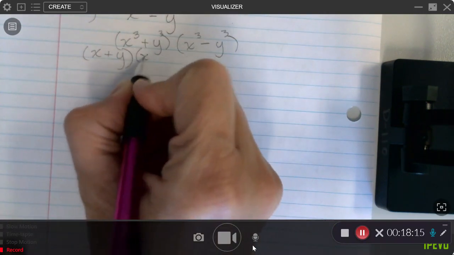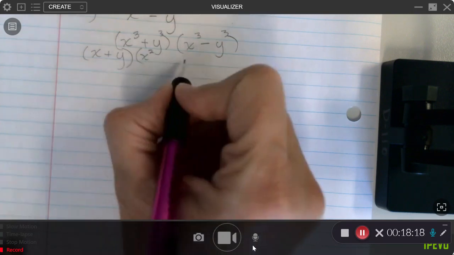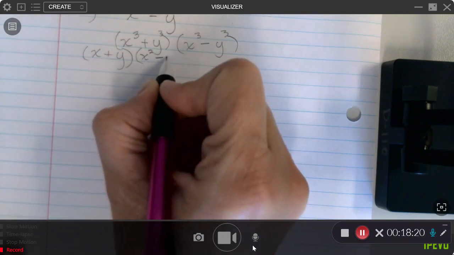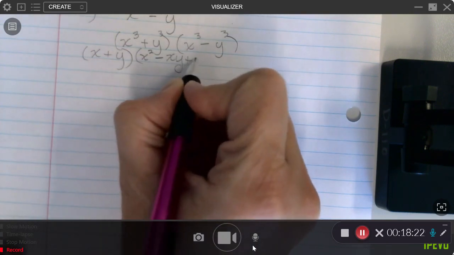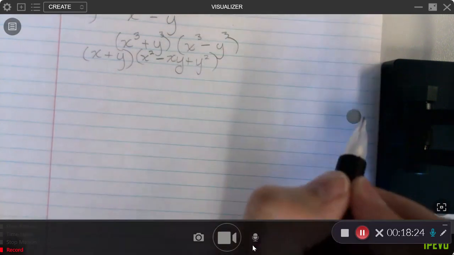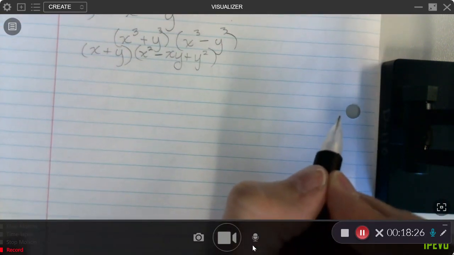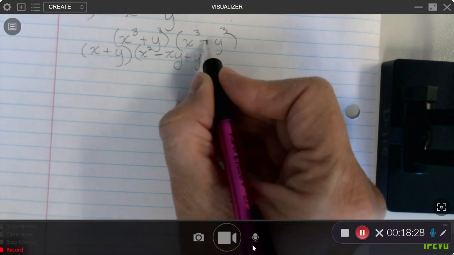Square the first, change the sign, multiply them together, and square the last. That's the way you do it if you want to do it fast. Got another one. Somebody else lead us.